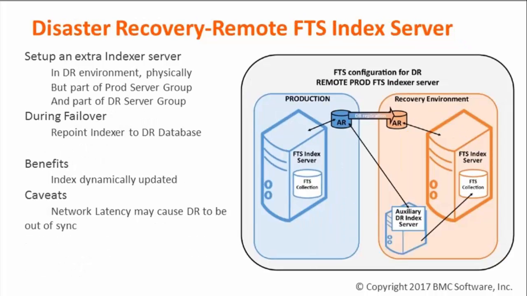The third option is what we call remote FT index server. You would add a server to the production server environment, but it's actually located in the recovery environment. This server will be in the recovery environment, but it's part of the production server group. This server is solely an indexing server and won't be handling any other kind of traffic. So you'd set up this auxiliary server in the recovery environment, so it's also in the recovery environment server group. It's actually a member of both server groups. In the case of recovery, this server would continue the role of maintaining the index in recovery.